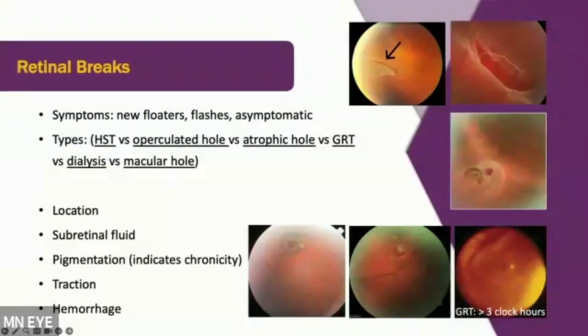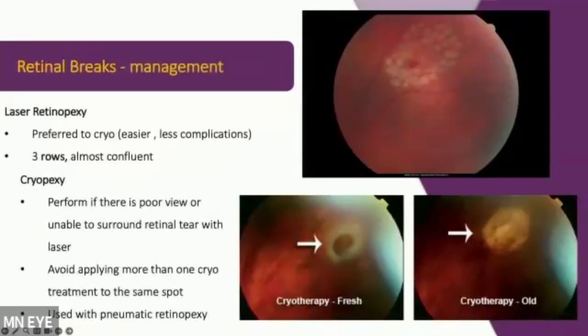So showing that this has been there for a long time, enough that RPE has started to proliferate around the tear and close the tear. Whether there's traction around the tear or on the tear, especially in the case with horseshoe tears or not, and then whether there is a hemorrhage or not. So we talked about the hemorrhage.